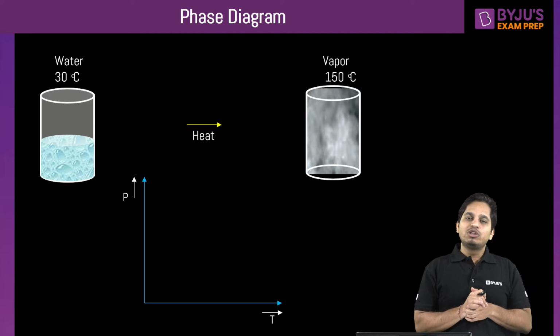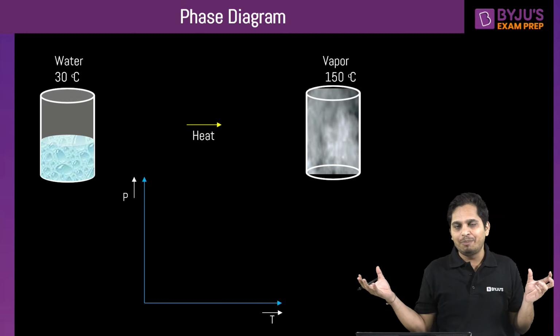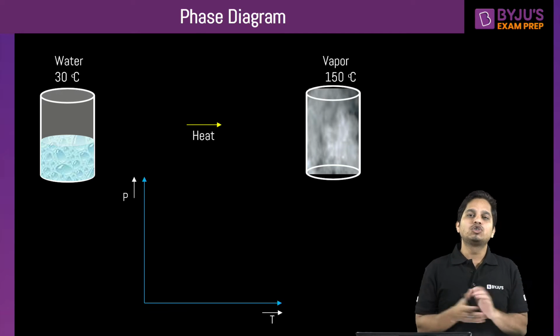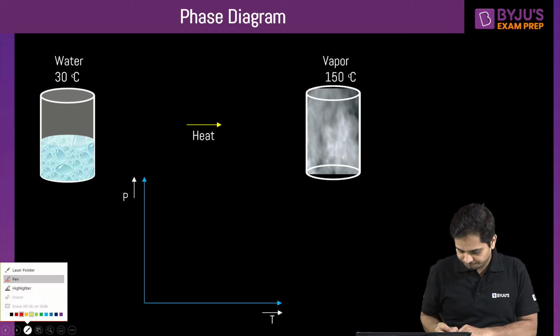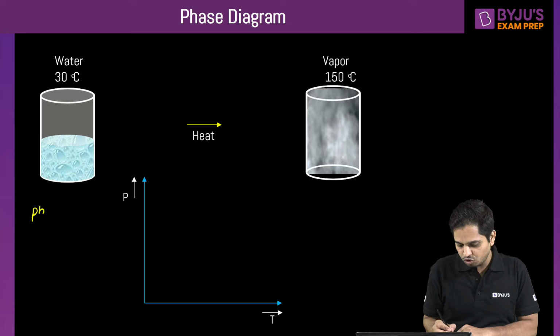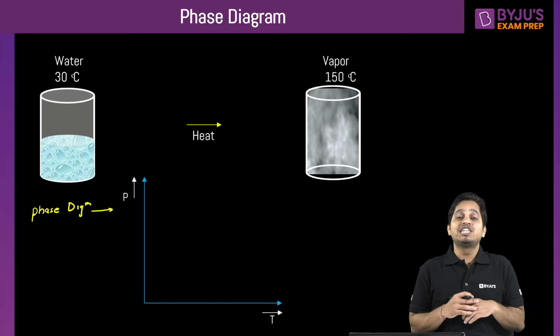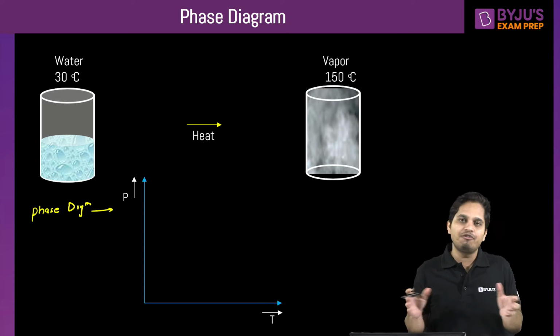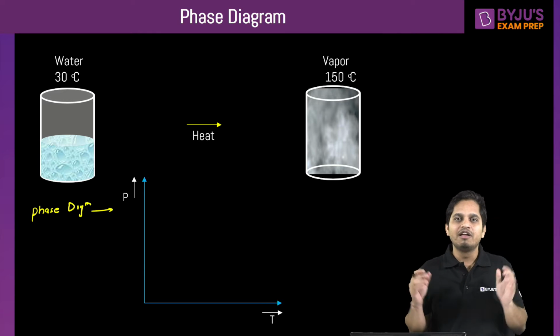Okay. Now, this phenomenon, this conversion of water at 30 degrees Celsius to vapor at 150 degrees Celsius, can be shown on a phase diagram. Now, what is a phase diagram? A phase diagram gives you the relationship between pressure and temperature during a phase change. Okay? It gives you the relationship between pressure and temperature during a phase change.